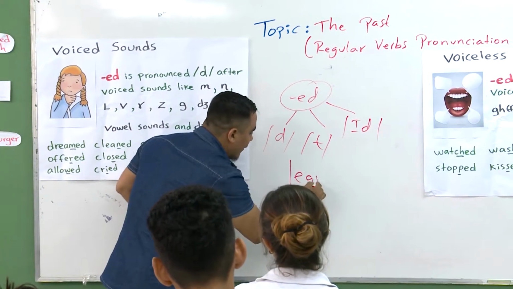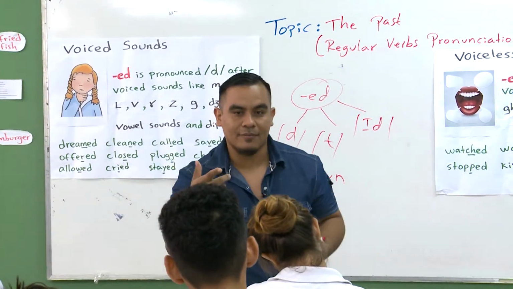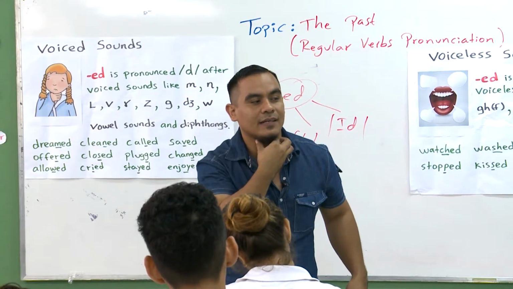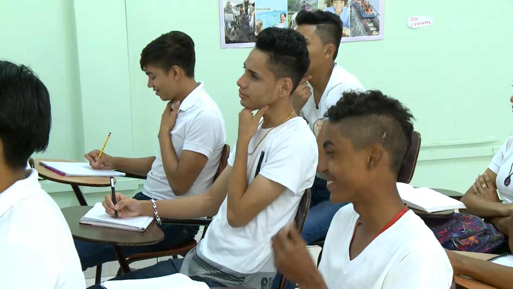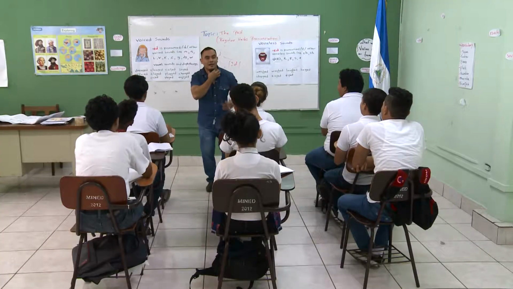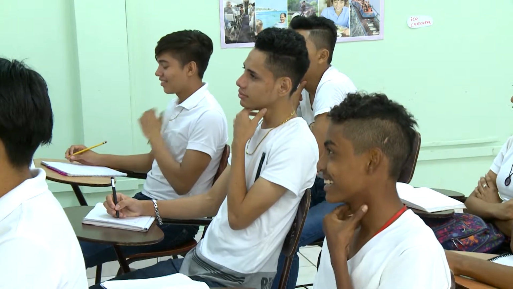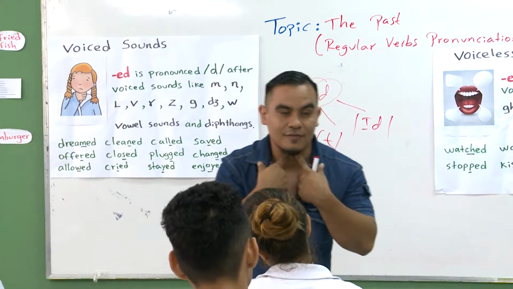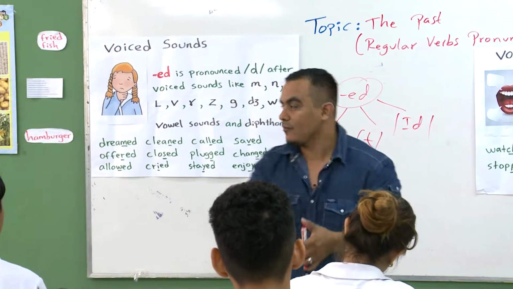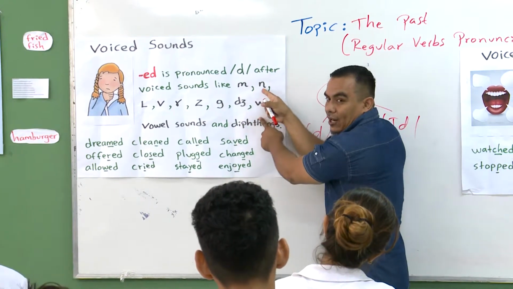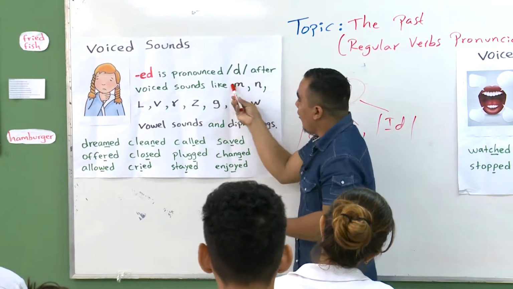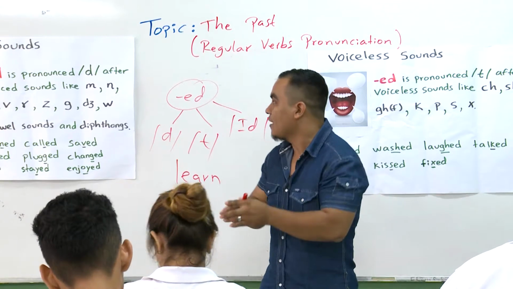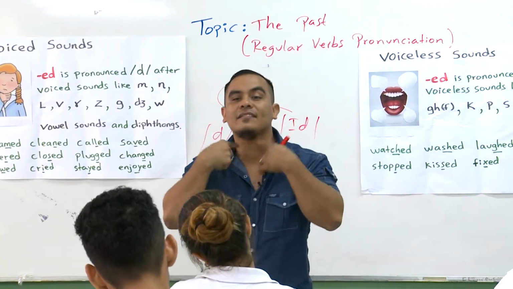For example, when you say learn, say learn, everybody, learn. And touch your throat. Learn. Okay? For example, this sound R, say R. Learn. What do you feel in your throat? Vibration. So a voiced sound, all these sounds, look at the black letters. All these sounds are considered voiced sounds because they make vibration in the throat.